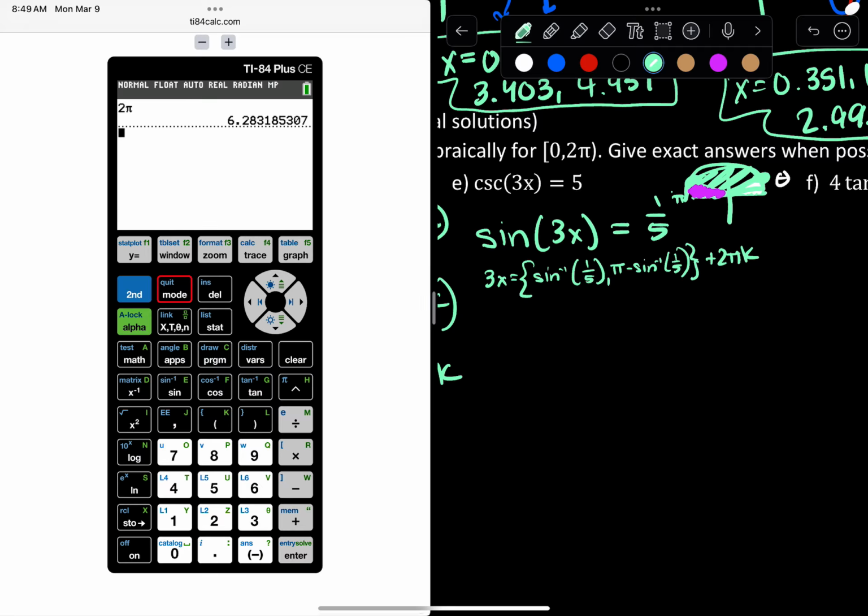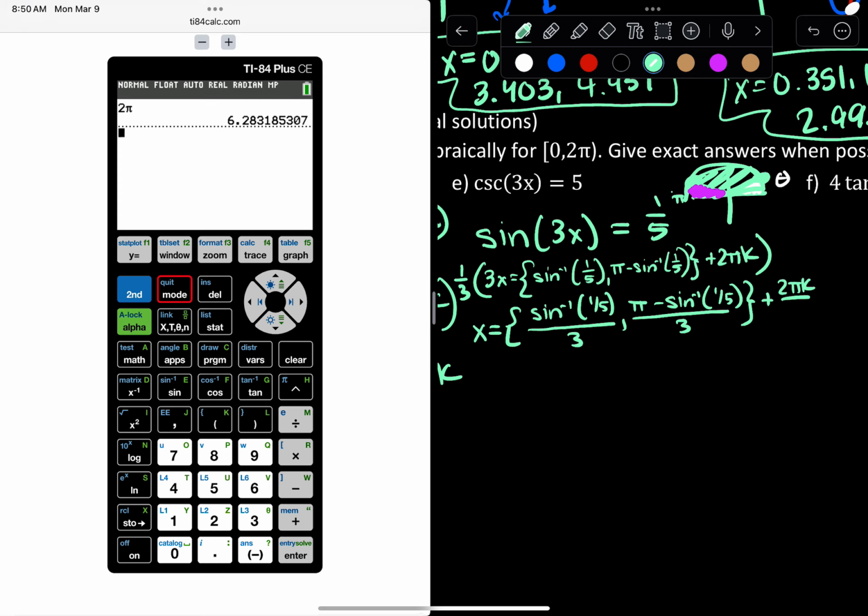All right, so now I'm going to multiply everything by 1/3. So we end up with x is equal to, our first one is going to be arcsine of 1/5 divided by 3. And then 1/3 times pi, I get pi. Actually, I'll just divide the whole thing by 3, to make it a little bit easier to fit everything in here. All divided by 3. Close the curvy bracket, and then I have plus 2 pi k all over 3.